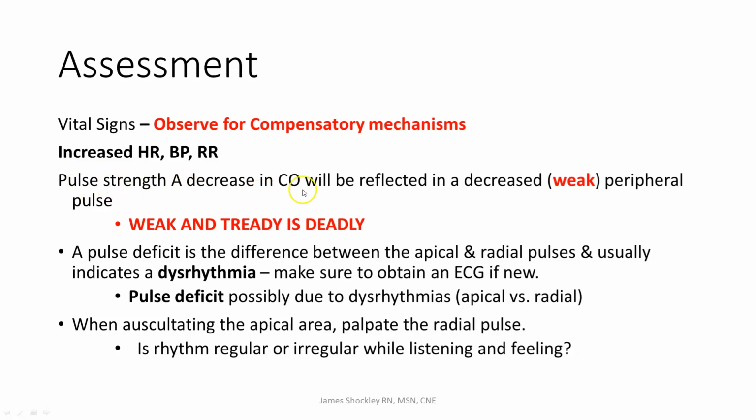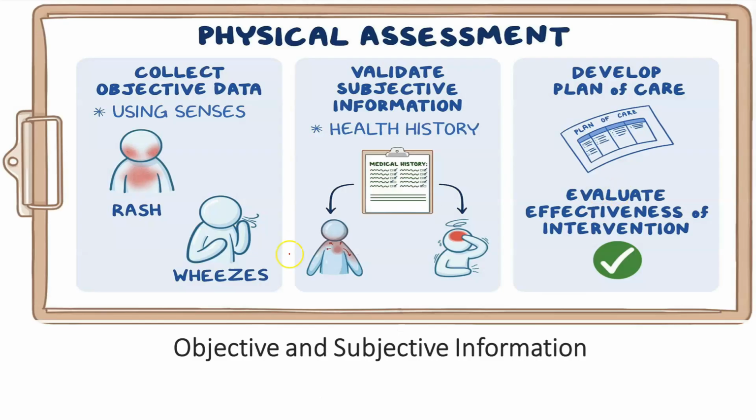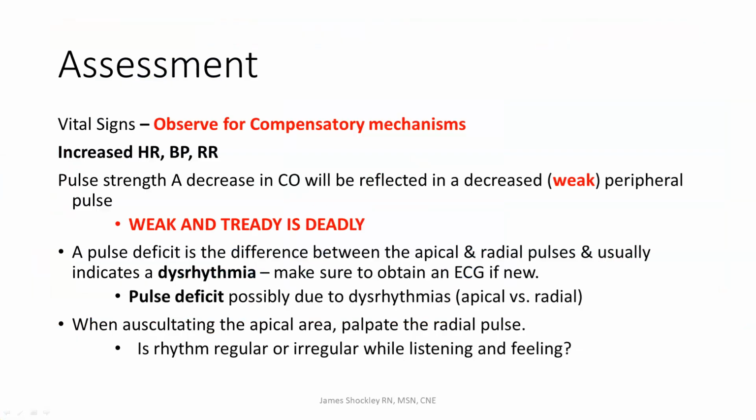Pulse strength is a decrease in cardiac output. Output will be reflected in a decreased or weak peripheral pulse. Right? Weak, I can live with. Weak and thready is deadly. We'll look at a couple of the disease processes when we get into vasculature that would cause weak and thready. This should be vascular and shock.